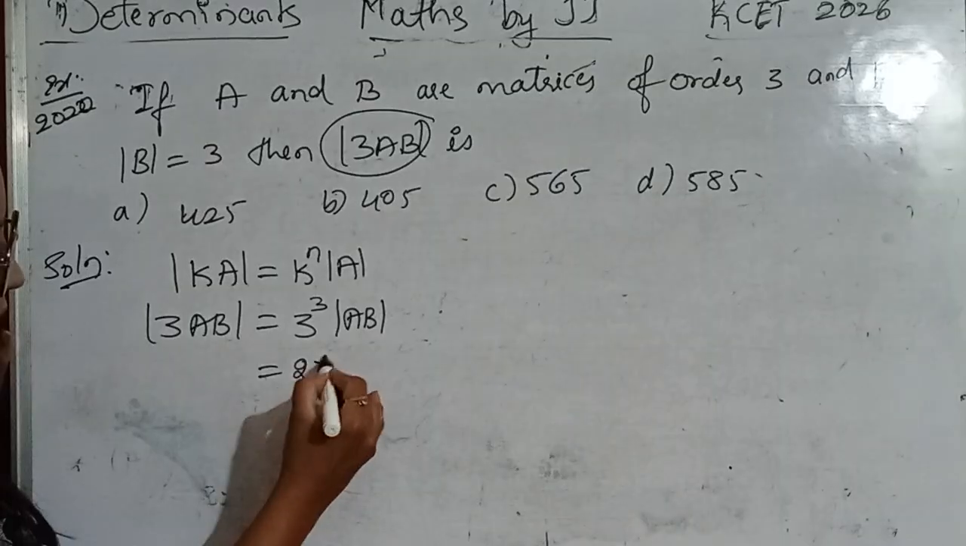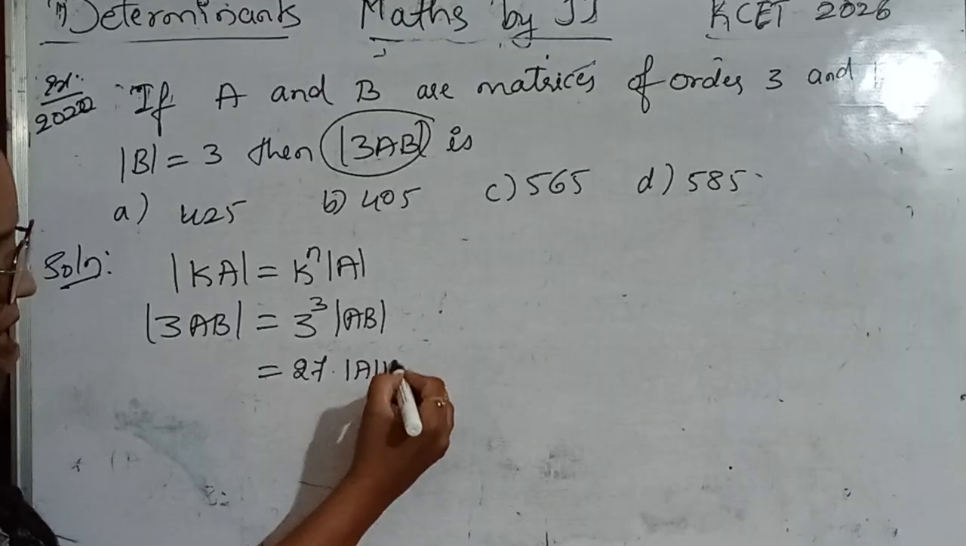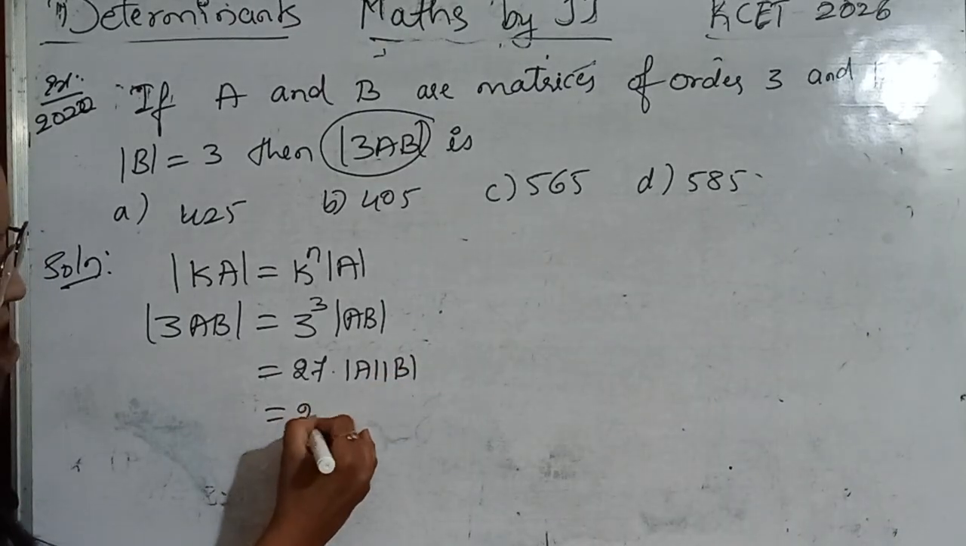Now this is 27. Again this is one of the properties, determinant of AB can be written as determinant of A into determinant of B.